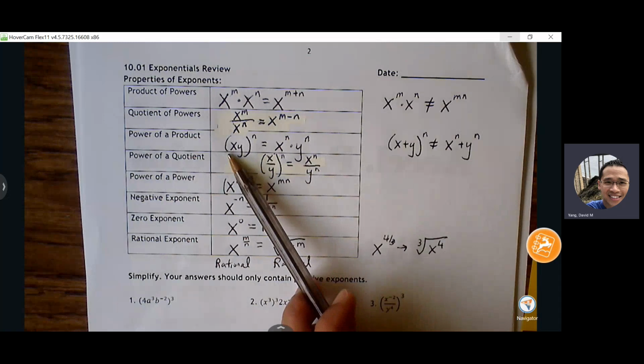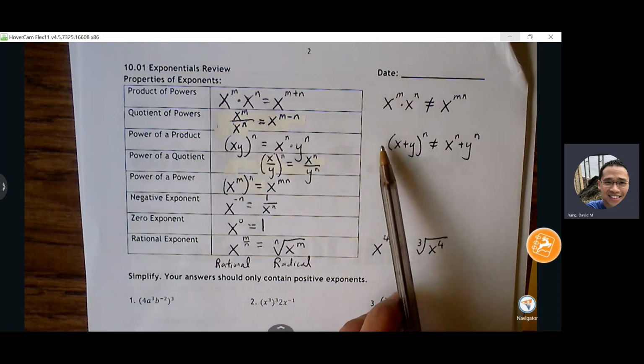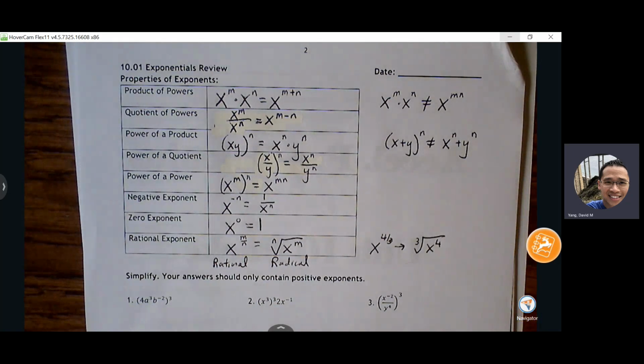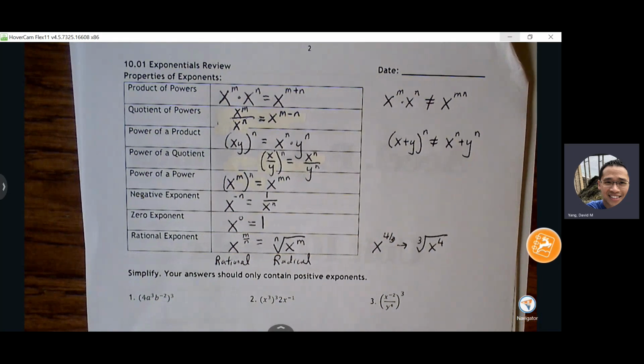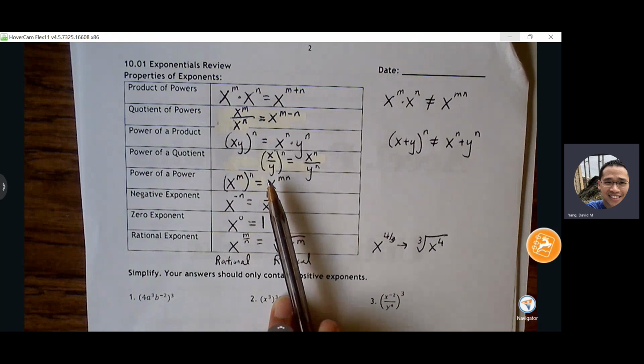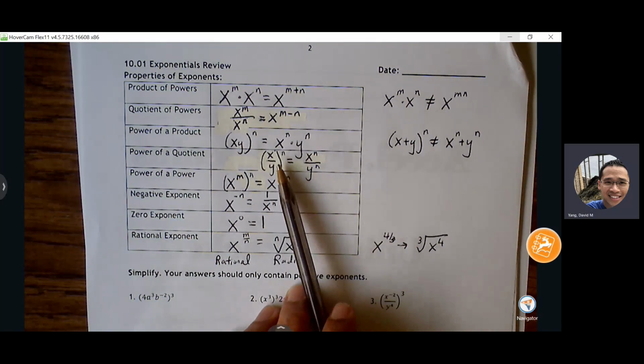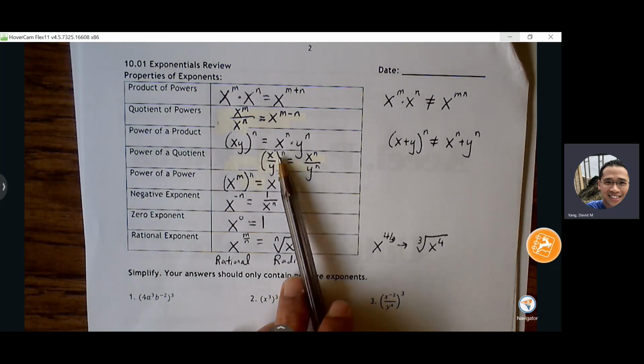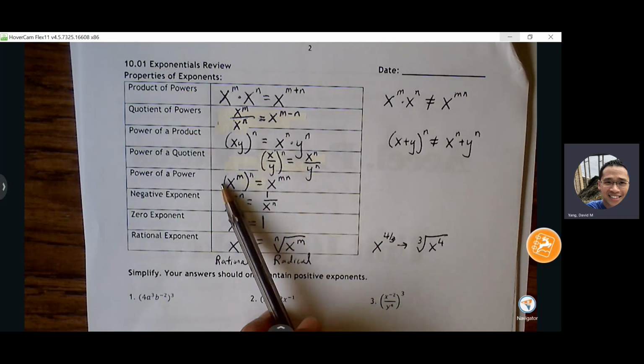We can do it with multiplication, but anytime there's addition or subtraction, there's less options for us to work with. Okay, power of a quotient. I can distribute the exponent through my fraction, x to the n over y to the n.